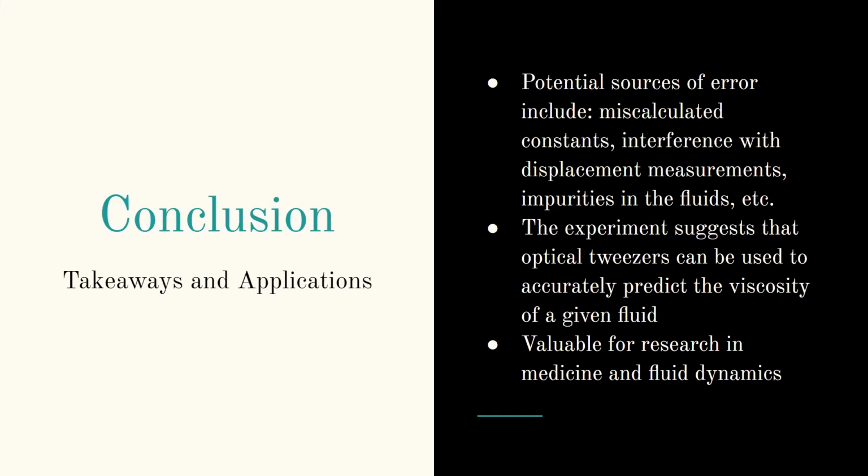The experiment suggests that the optical tweezers can be used to accurately predict the viscosity of a given fluid, given that you calculate your diffusion coefficient and use that to create the graphs for the slopes that tell you that your 6 pi r is close to the actual value of a calculated 6 pi r from the relationship stated beforehand.